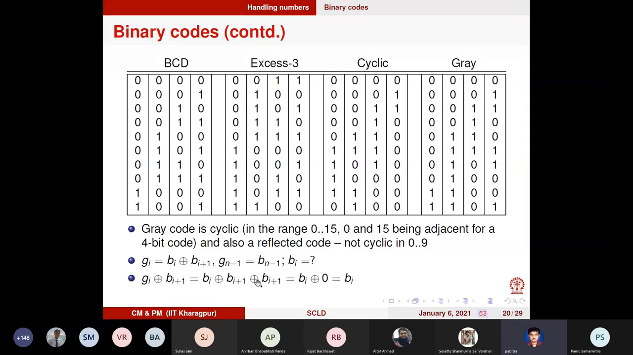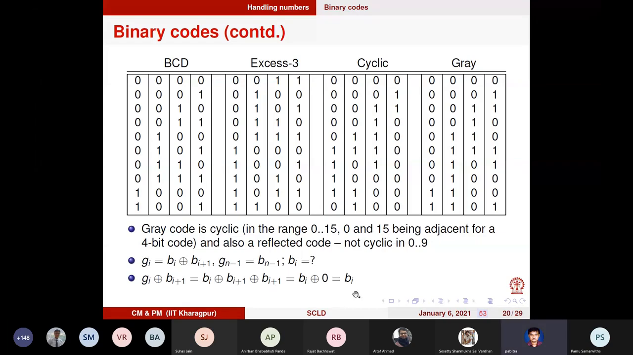Okay, let me try to get back that rule. So this is clear. So Gi is Bi XOR Bi plus 1. So to get the ith gray code bit, you XOR the ith binary bit with the I plus 1th binary bit, and the last bit is a copy.